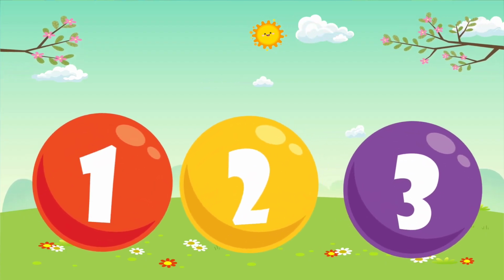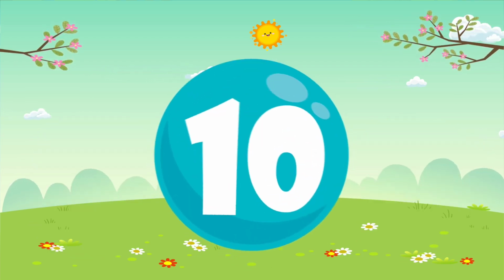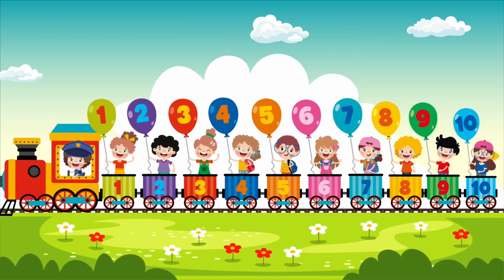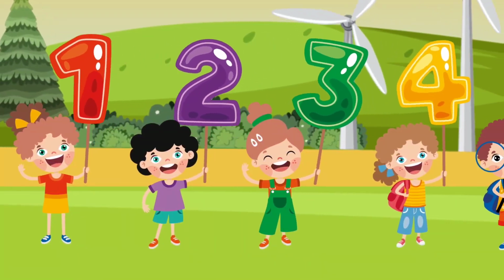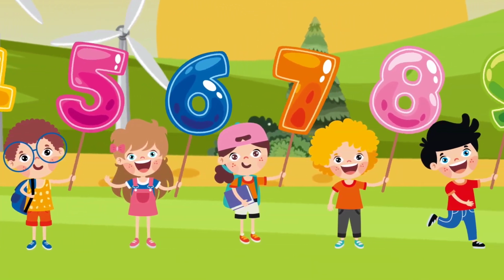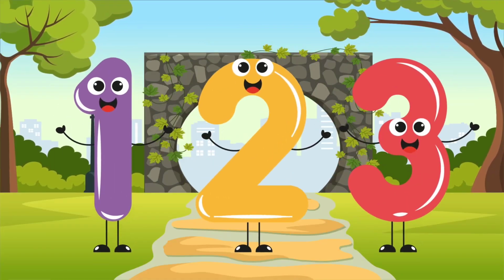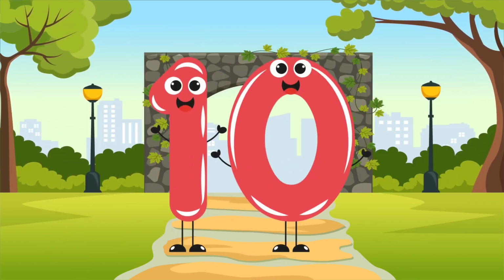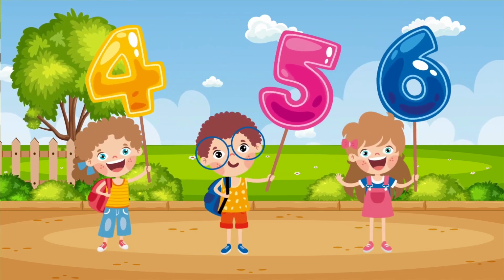One, two, three, four, five, six, seven, eight, nine. One, two, three, four, five, six, seven, eight, nine, and ten. You and I, my friend, we can count to ten. One, two, three, four, five, six, seven, eight, nine, ten.